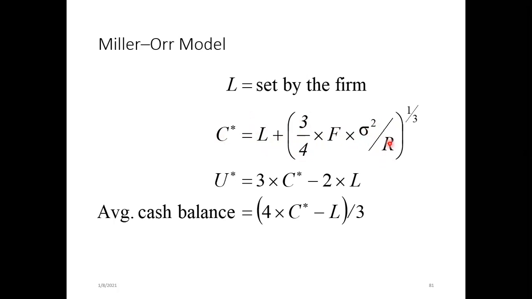And the rate, what we call the rate of interest. Here the rate of interest, and here one-third root, right? Then the formula to find the upper limit is 3 into optimum cash balance minus 2 into the lower limit. Then average cash balance equals 4 into optimum cash balance minus the lower balance, divided by 3, right?